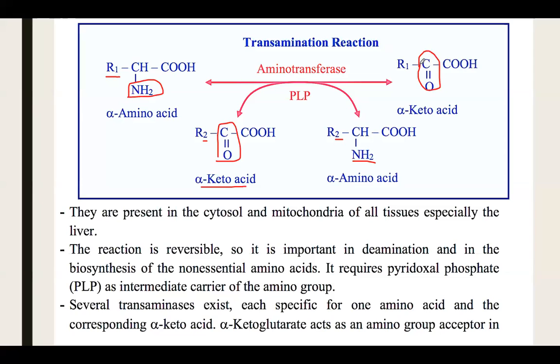What is the benefit? The benefit is to remove the amino group from R1, the first amino acid, and to convert it into a keto acid. This is called the transamination reaction, and all transaminases or aminotransferases require PLP, which is pyridoxal phosphate, or pyridoxine, vitamin B6, okay?